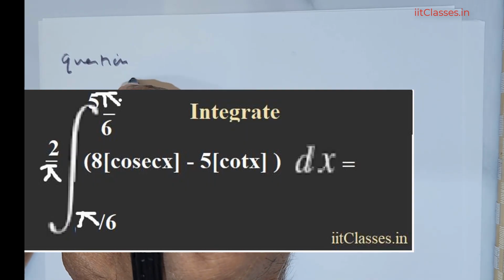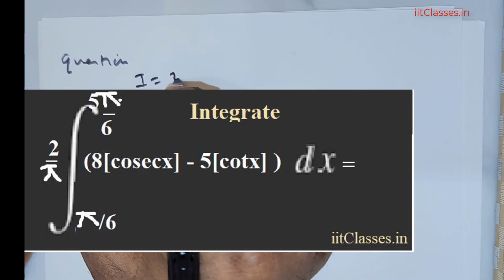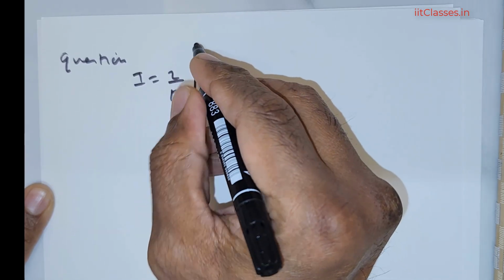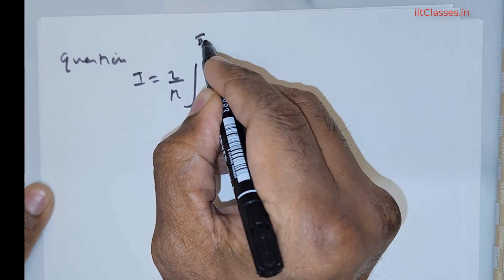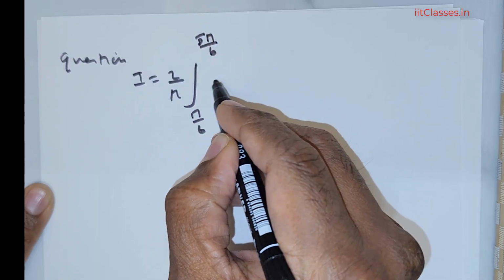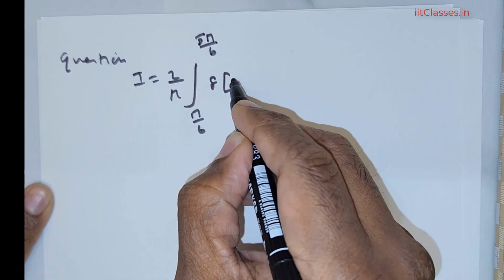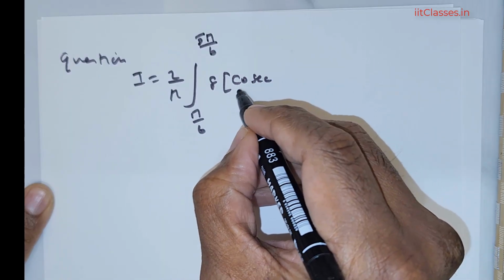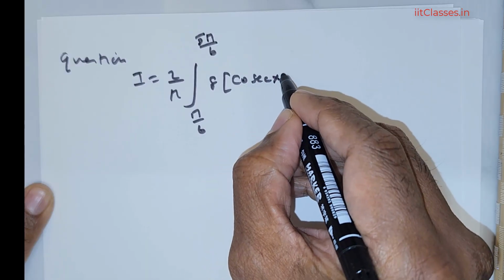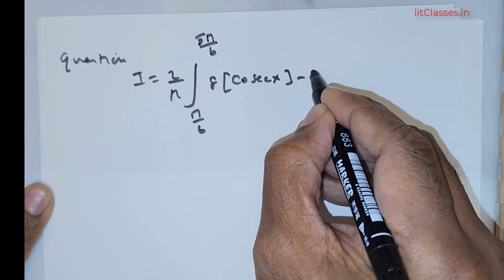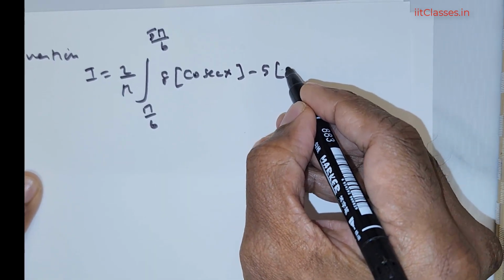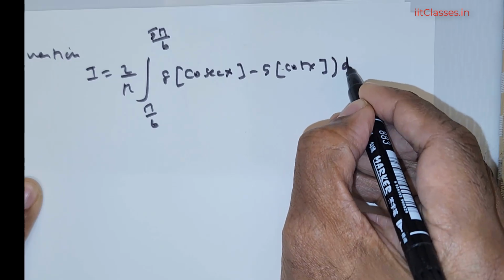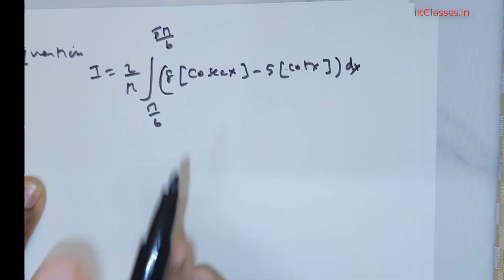Okay, let's do this question. We are given I is equal to 2 over pi, integral from pi over 6 to 5 pi over 6, 8 times the greatest integer function of cosecant x, minus 5 times the greatest integer function of cot x, times dx. This is what has been given.